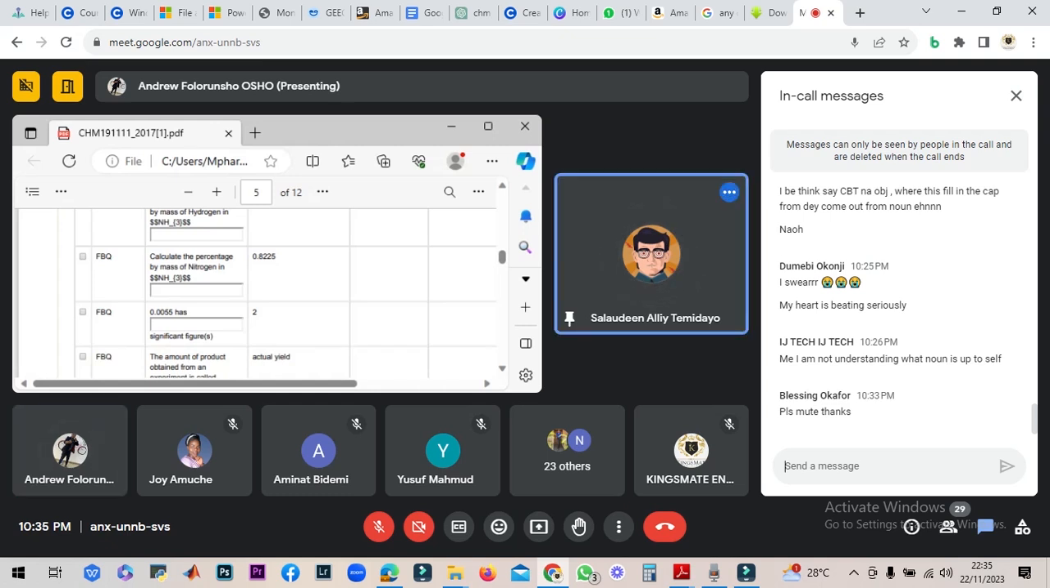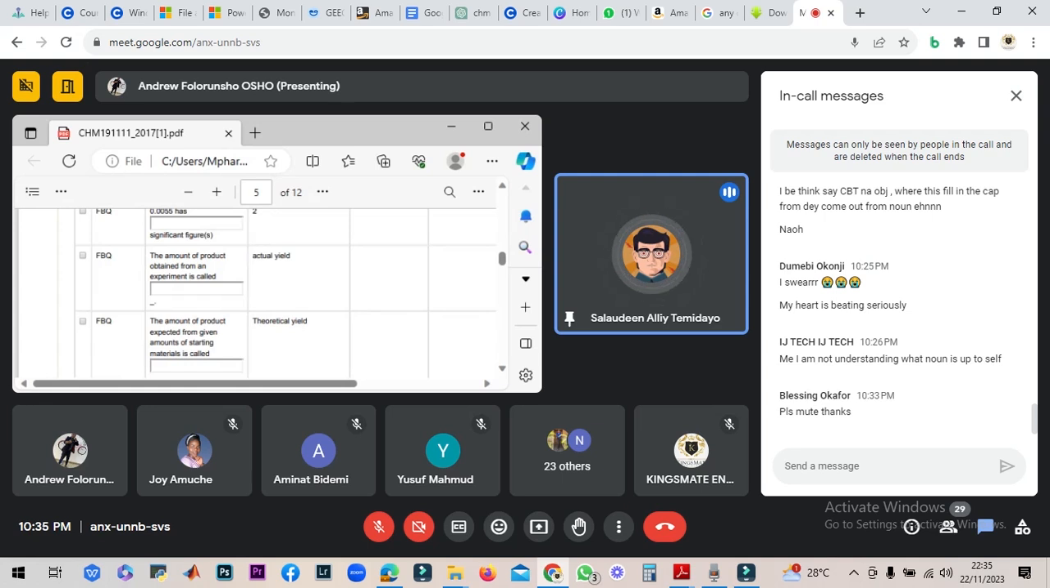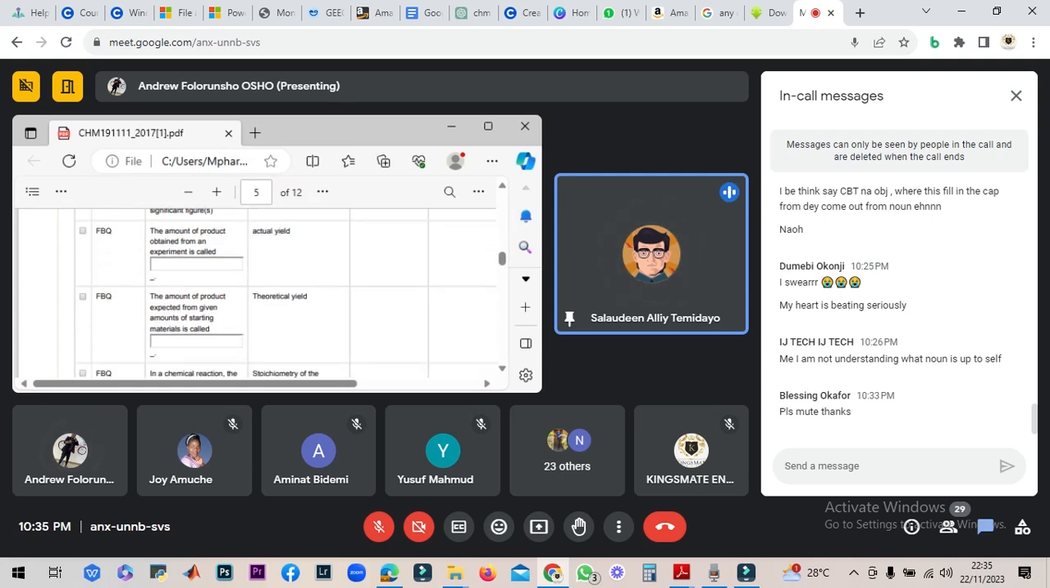Okay. The amount of product that can be obtained from an experiment is called what? So, there are two types of product. One will be the product that you obtain, and one will be the product you expected to obtain. The one you obtain is the experimental yield, or the actual yield, or the measured yield. So, the amount of product obtained from an experiment is called the actual yield. That's the actual yield you obtain from the experiment itself.